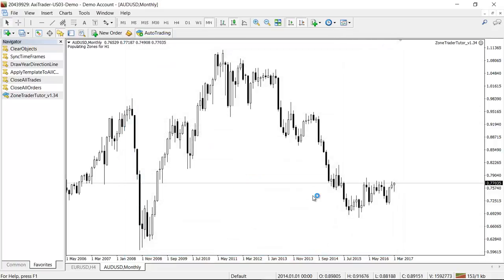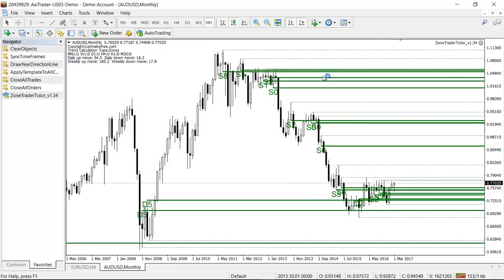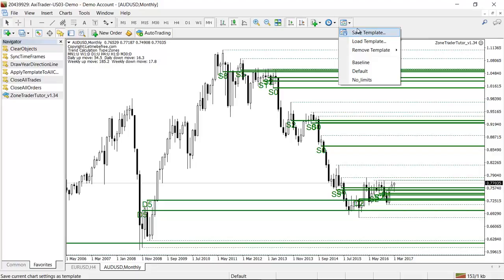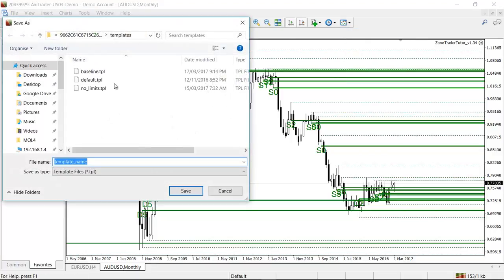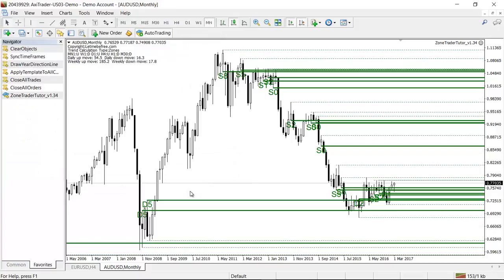Now let's take that one step further. When this is okay, you can actually save this as a template as well. So this could be your baseline template. All you have to do is save template. I have one called baseline. Let's call it baseline 2. Save.